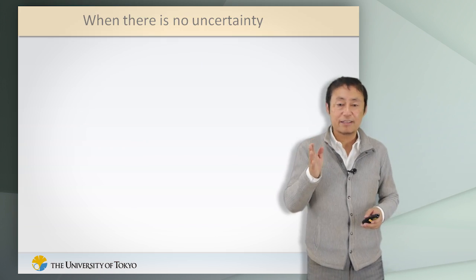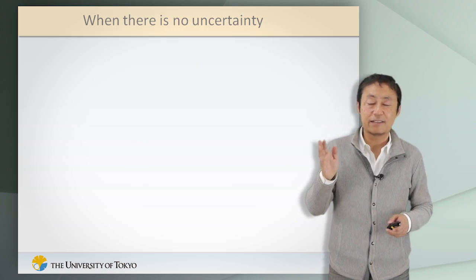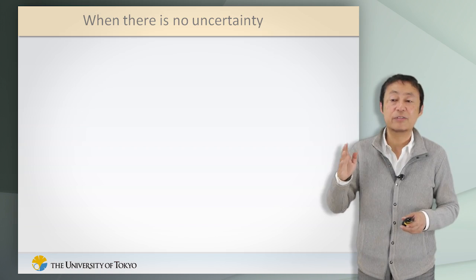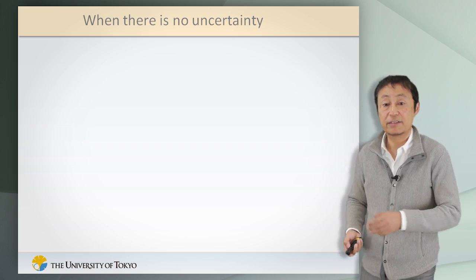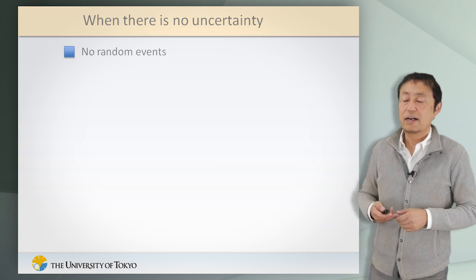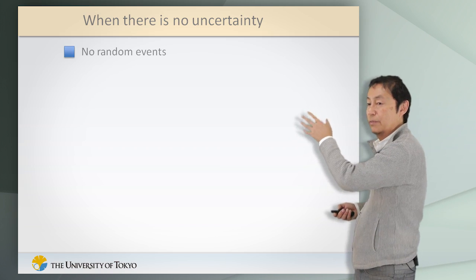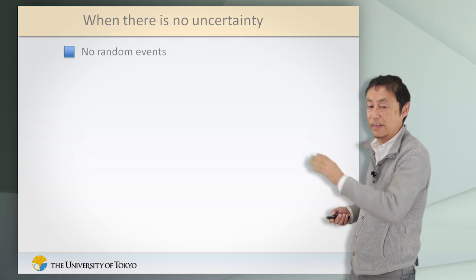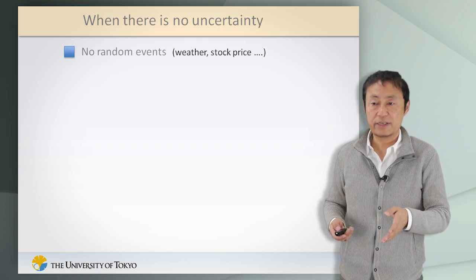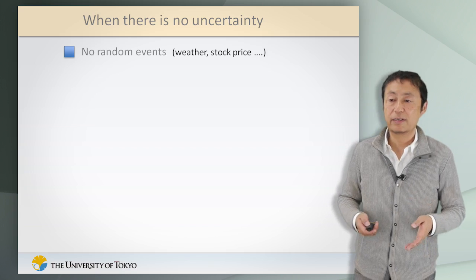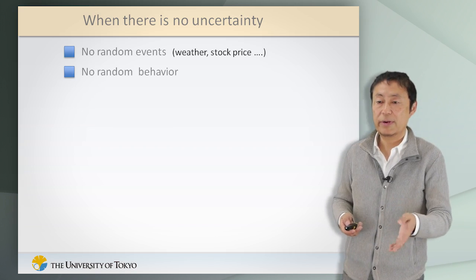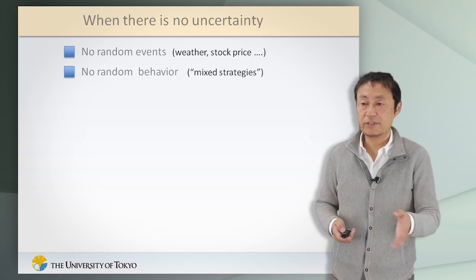So there are two cases. One is an easier case, the other is a harder case. The easier case concerns the situation where there is no uncertainty. Let me explain what I mean by a situation without any uncertainty. The situation I'm thinking about now has no random events. So nothing like weather or stock price is present in the game. No random events, and no random behavior in the game. So unlike the game of rock, paper, and scissors, people are not taking random strategies.